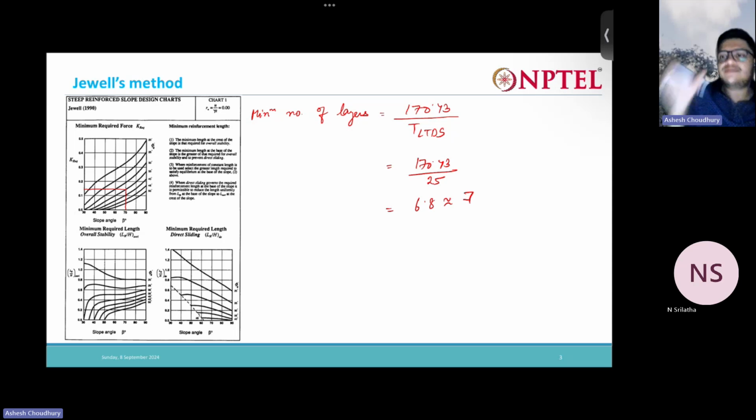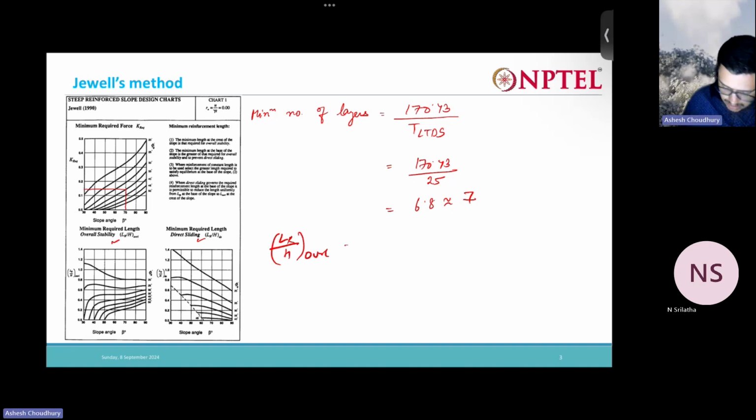Now next is to find out the length of the reinforcement. How do you find out the length of the reinforcement? For that, we have two charts. This chart will satisfy the overall stability criteria, and this will be satisfying the direct sliding criteria. You already discussed in what case what we have to use in yesterday's session. So let us find out L by H overall.